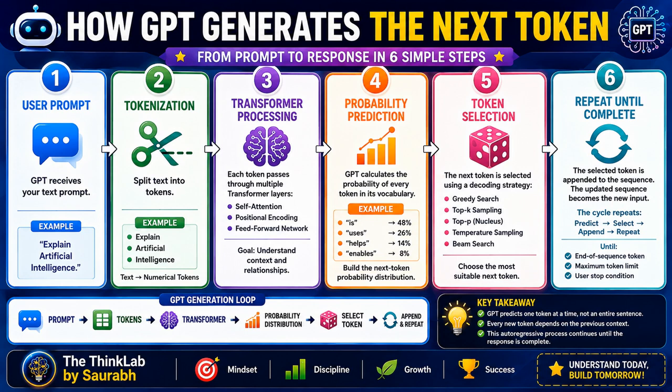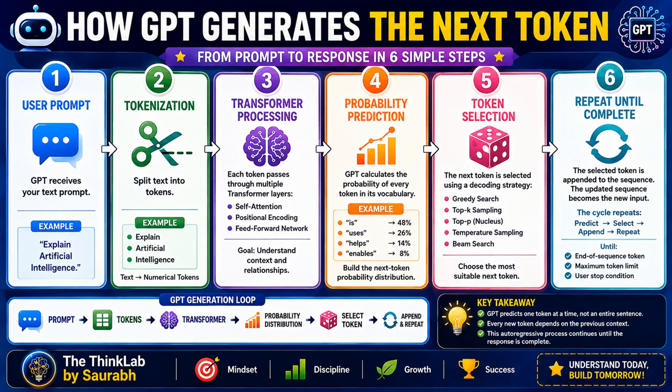Step 8 is appending the new token, a very important step. Suppose GPT selects the word "transforming". Now the sentence becomes "Artificial intelligence is transforming". This token is added to the existing sequence, and the updated sentence becomes the new input.